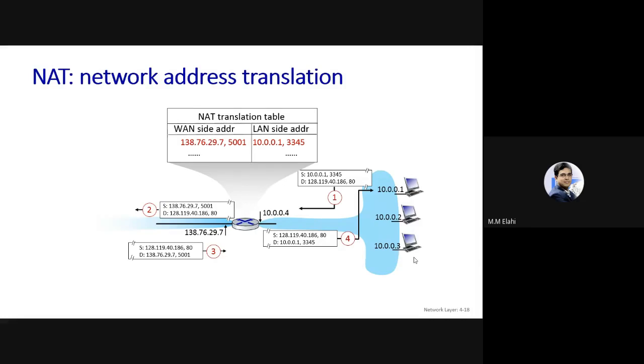So there are 4 steps and every time the router actually translates. So that is why it is called network address translation. Any question?